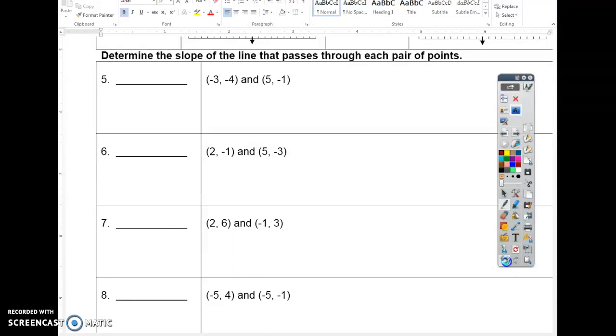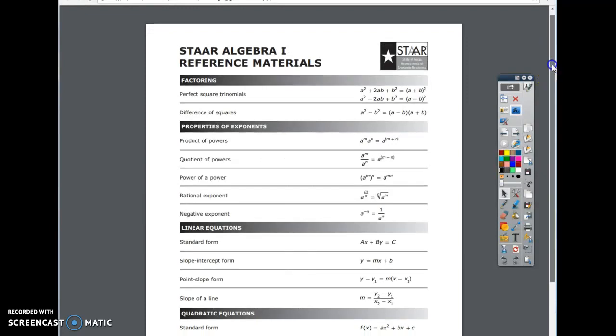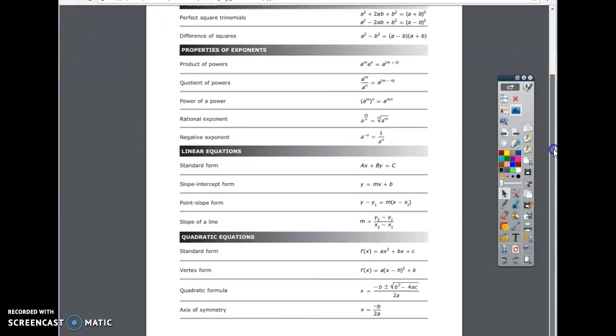The formula chart that is on your desk. So here it is. And you go down and you look for slope of a line. This is the formula we're going to use: y2 minus y1 divided by x2 minus x1.